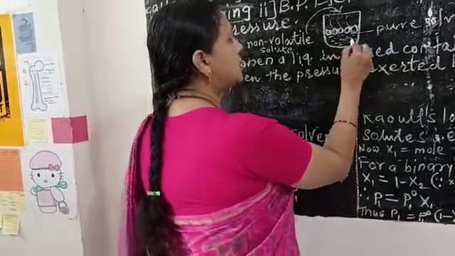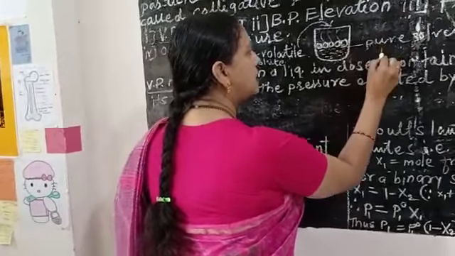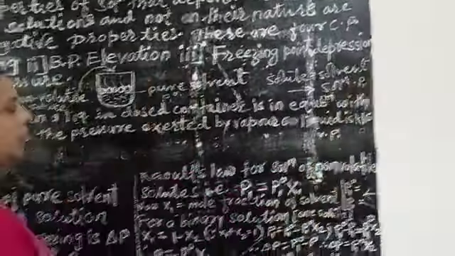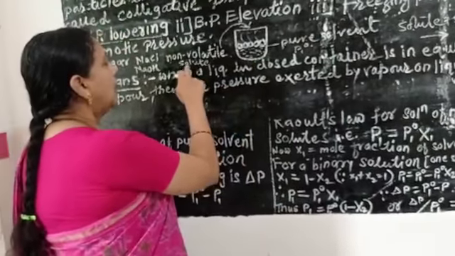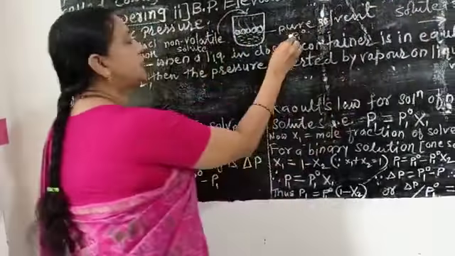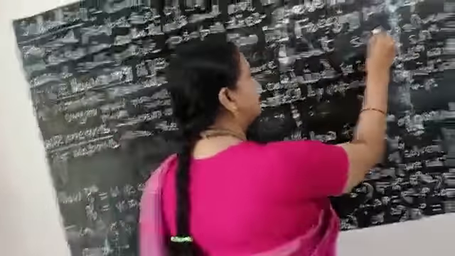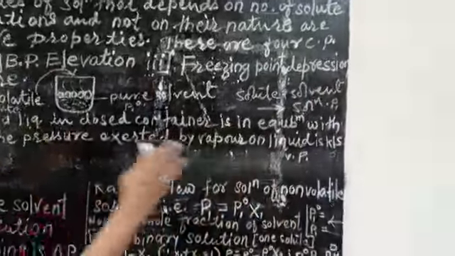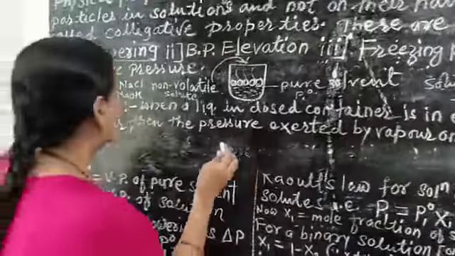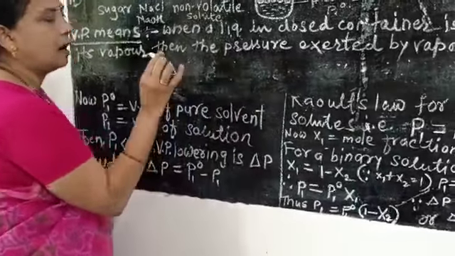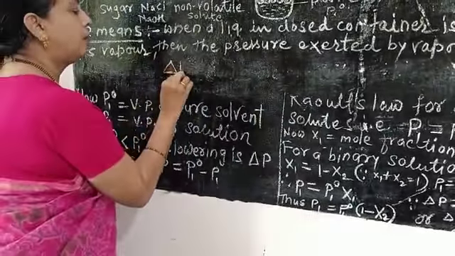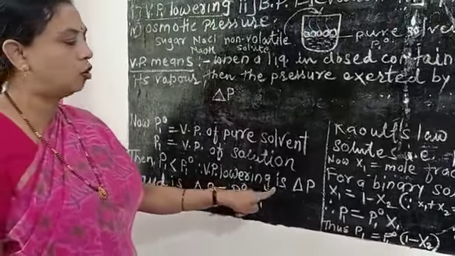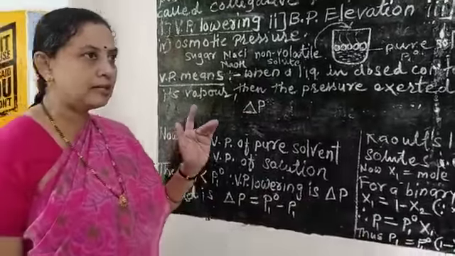Lowering means first the vapor pressure of pure solvent is P10. Vapor pressure of solution is P1. Okay. So now there is a change. Initially the vapor pressure is greater, and after the addition of solute, vapor pressure of solution becomes less, P1. That means there is a change, and the change is shown by delta. Change in what? Vapor pressure. And therefore we have seen here vapor pressure lowering. Lowering means there is a reduction.